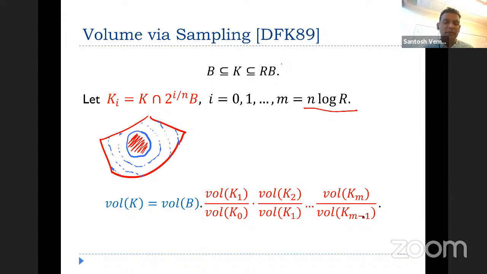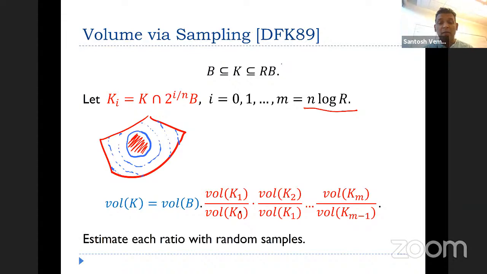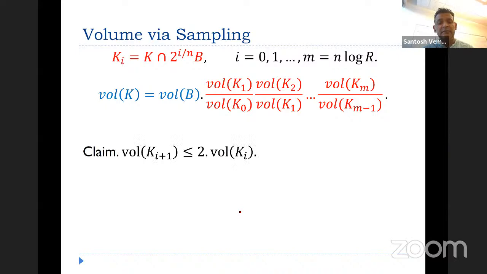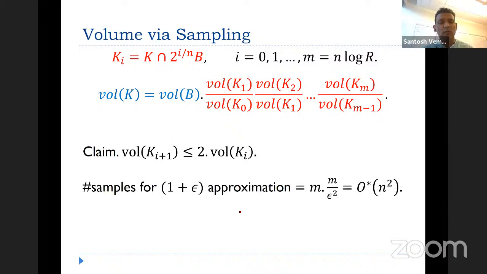And why this sequence? Well, we have the property that every ratio here is going to be small. The reason every ratio is going to be small is that we chose the radius of the ball to grow by only 1 + 1/n. And so then a simple argument shows that the volume cannot be more than twice. Not just of the ball, but the ball intersected with the body also.